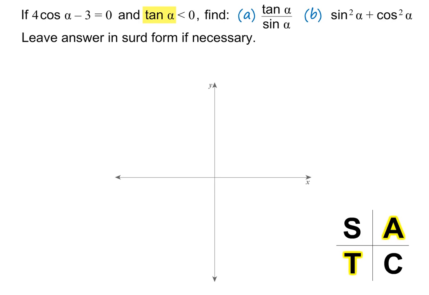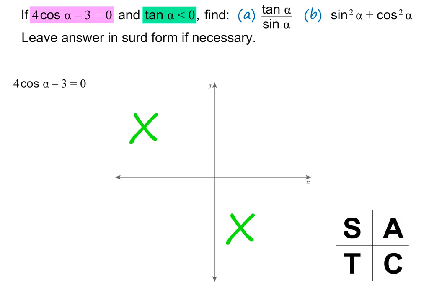The diagram reminds us that tan is positive in the first and third quadrants. This means that tan is negative in the second and fourth quadrants. Let's draw two crosses to indicate this. For the other condition, we need to do a bit of work.